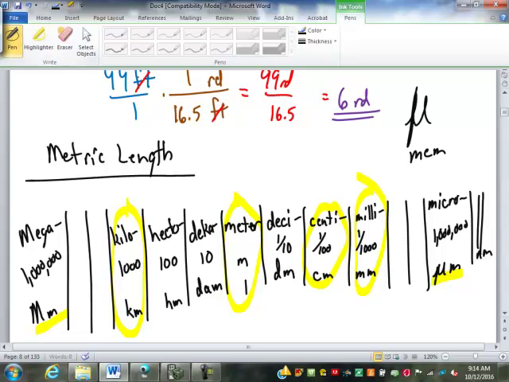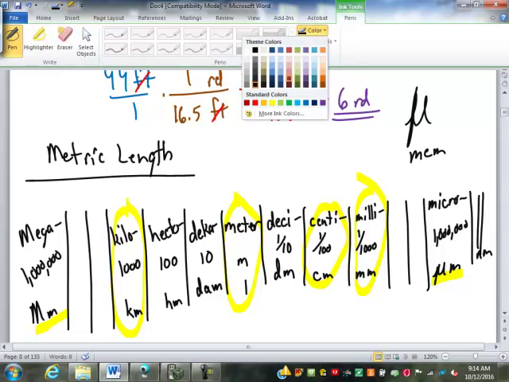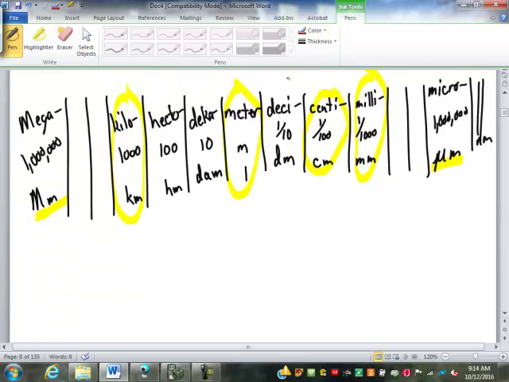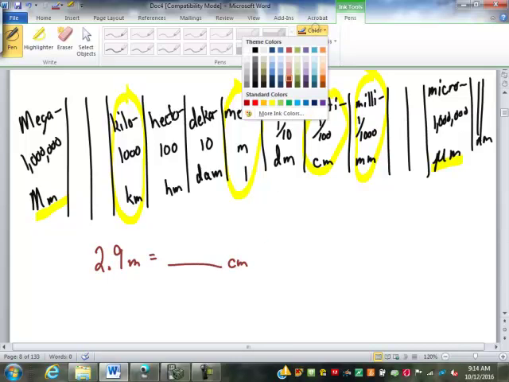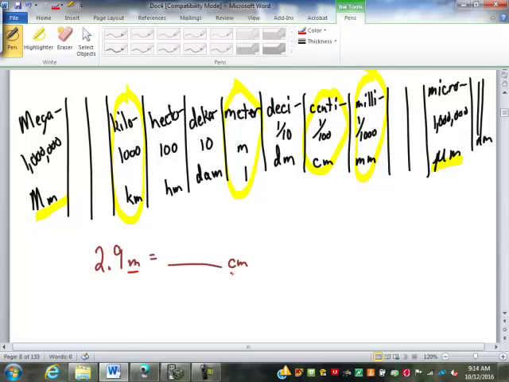The nice thing about our metric system is that our conversions are made really simple. You'll see here each spot on the chart, if I move left or right, I'm either multiplying or dividing by 10. When you multiply or divide by 10, it simply moves your decimal point one spot. So if I have 2.9 meters and I'm converting it into centimeters, I look up here on the chart. From meters to centimeters is 2 spots to the right. Guess what my decimal point does? 2 spots to the right. So it's 290 centimeters.